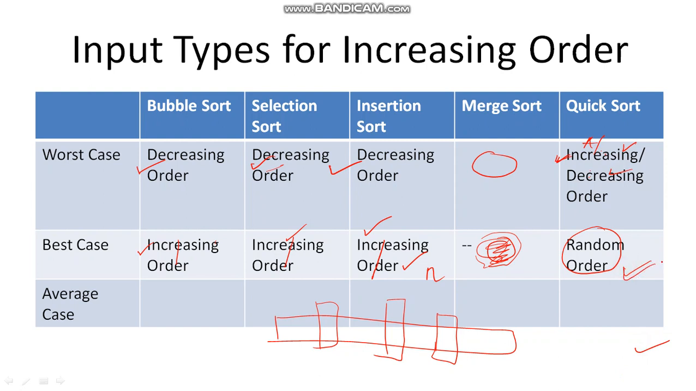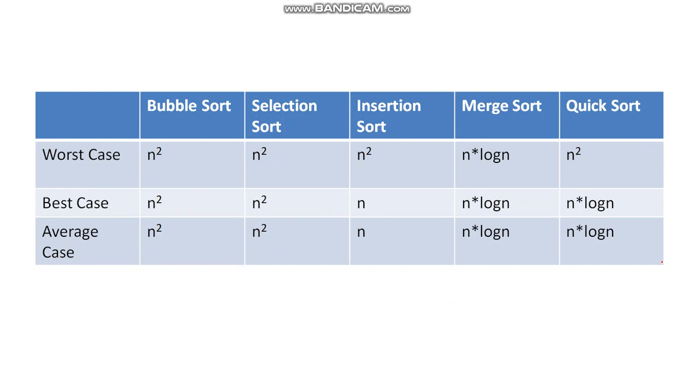If your array is in any random order, in that case quick sort is going to perform better as compared to the increasing order or decreasing order. So these are the complexities. Bubble sort in worst case, best case, average case is always n square. Selection sort is also n square. Insertion sort, worst case is n square, best case is n, average case is n square. This is the only algorithm whose complexity is n in the best case.